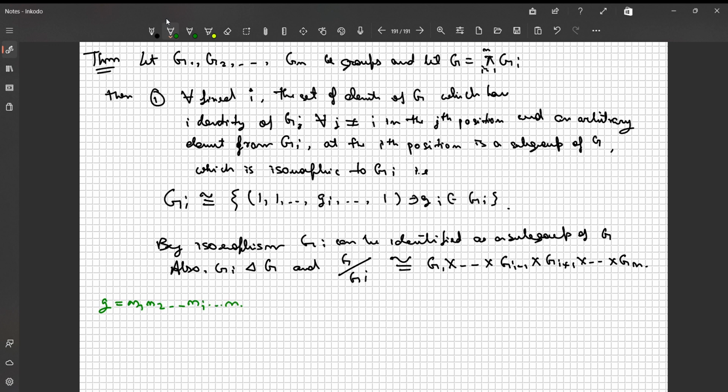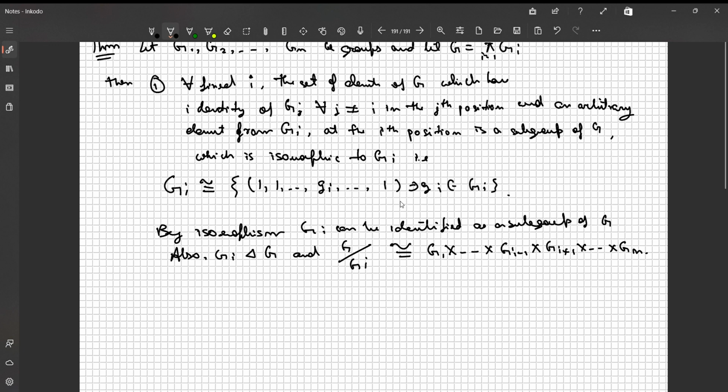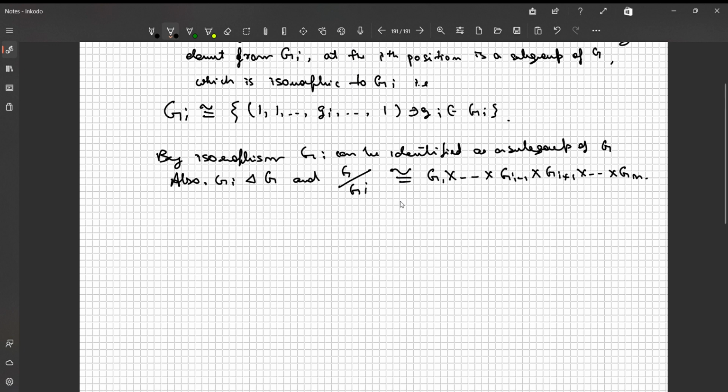Now I guess you can obviously relate this to what we do in the case of integers, right? If I have some integer G to be n1 times n2 till ni till nr, then what is G by ni? It's n1 times n2 and so on till ni minus 1, ni plus 1 till nr, right? So I guess you can relate this. Clear? Okay, so this is the first statement of the theorem.